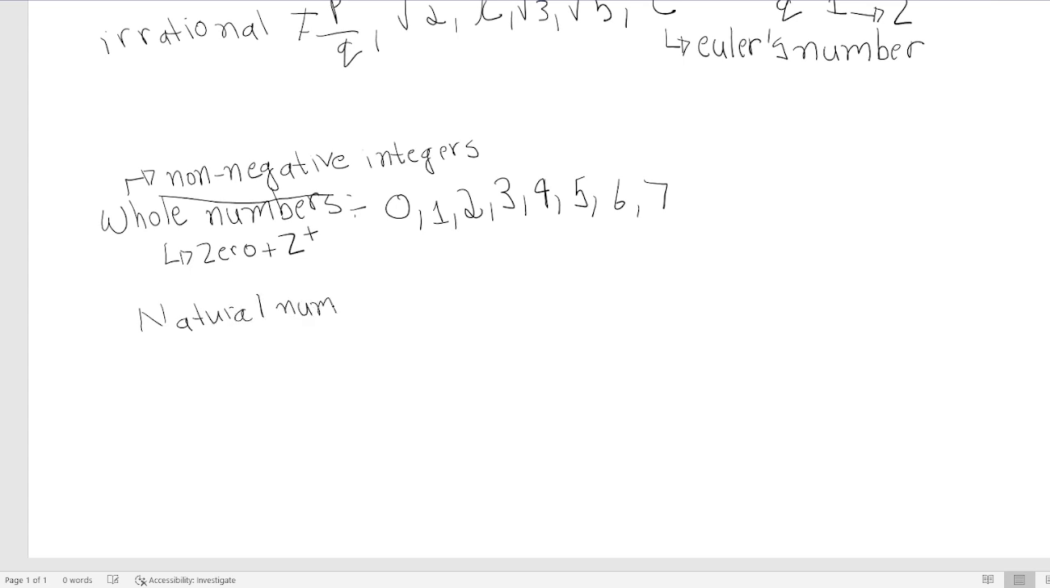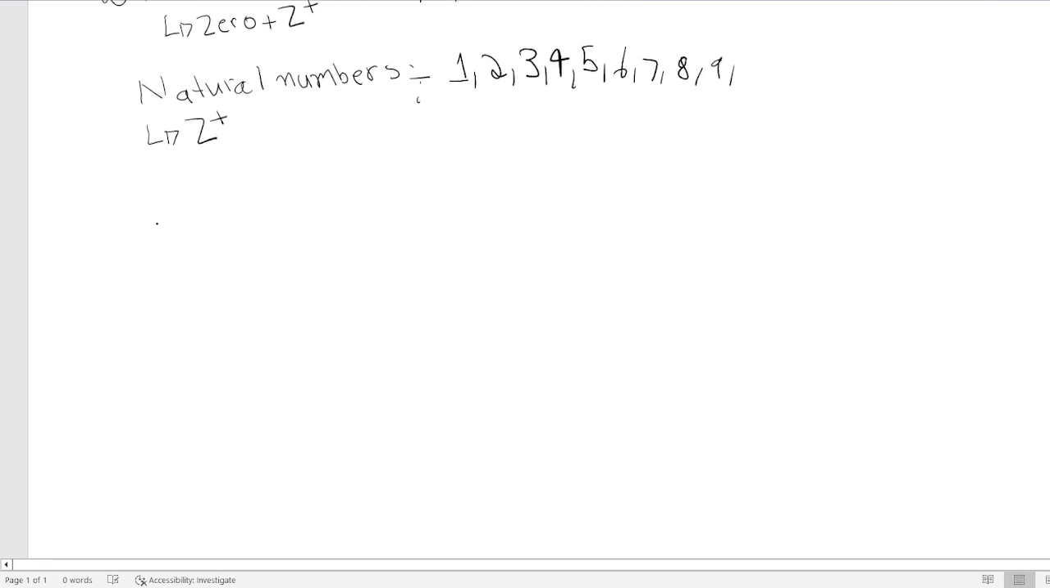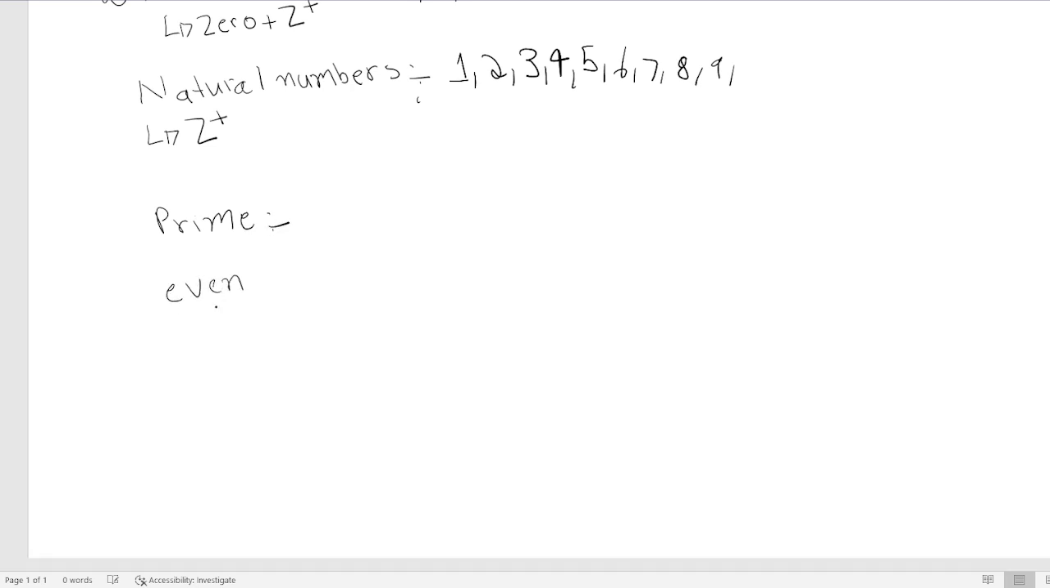Natural numbers are only positive integers. They do not have 0. It is positive integers: 1, 2, 3, 4, 5, 6, 7, 8, and so forth. Now, natural numbers are further classified into prime, even, odd, and composite.